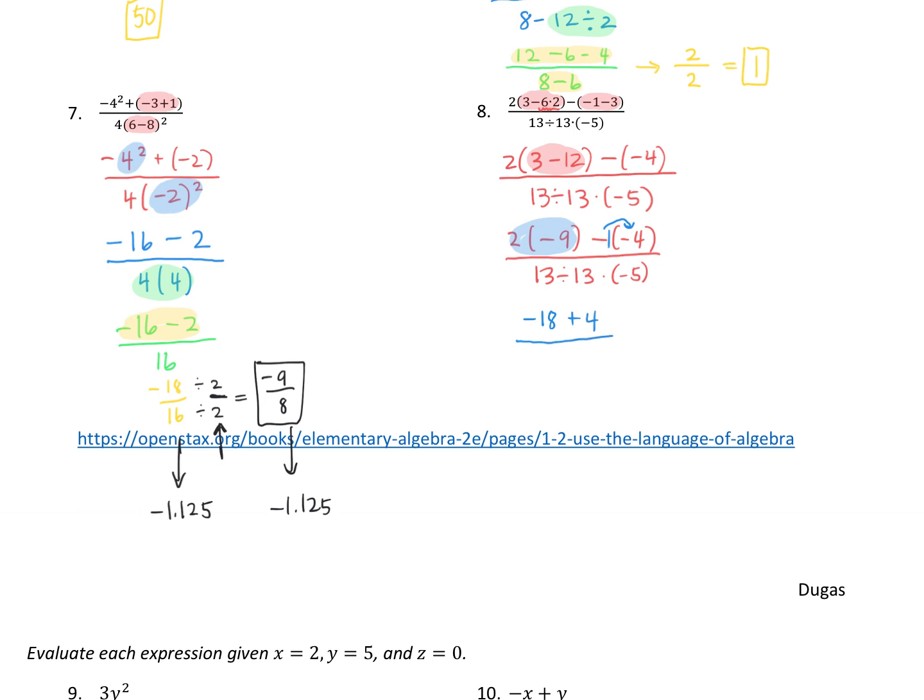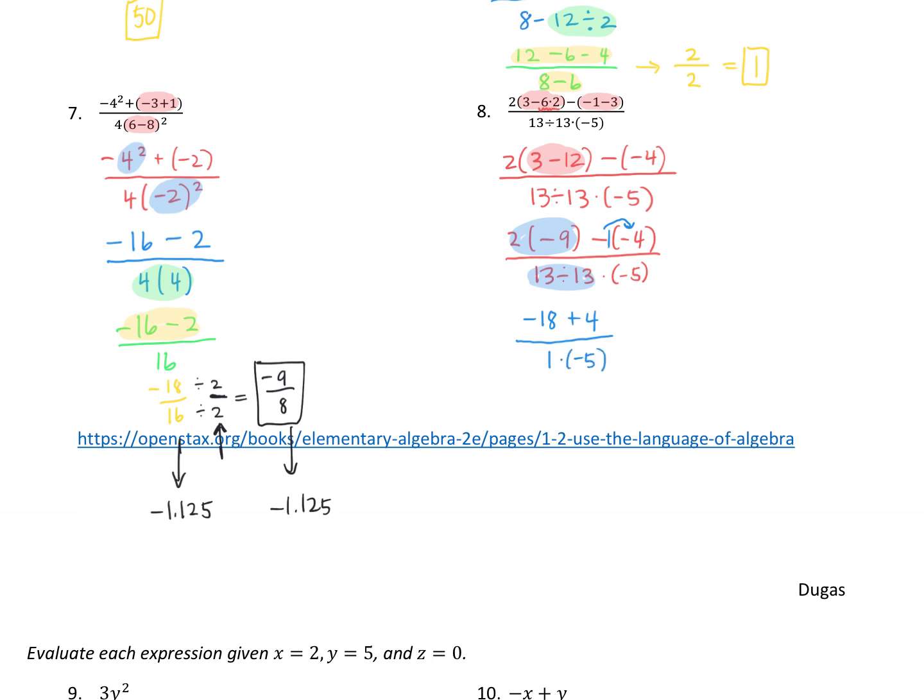Okay, now let's look at the bottom. So in the bottom, I have division, but I also have multiplication. Since multiplication and division are equal operations, I need to do them in the order they appear from left to right. So I need to do this division first because it's the one on the left. Keep in mind that you might be tempted to do the multiplication first because of PEMDAS, but multiplication and division are equal operations. So we need to do the 13 divided by 13 first. So we will get 1 times negative 5.